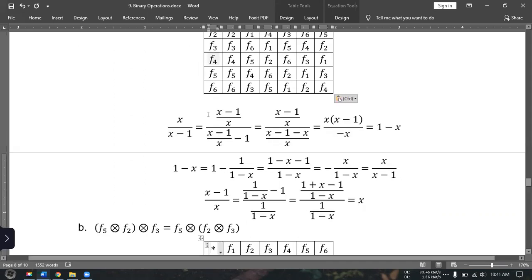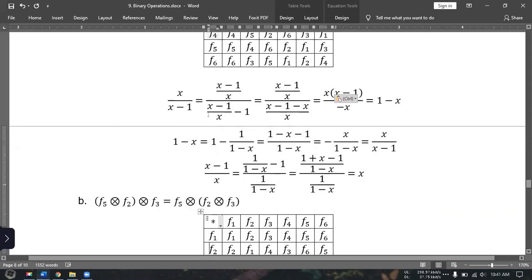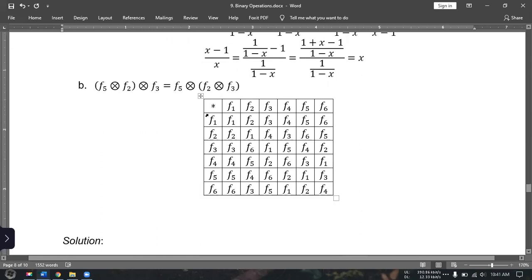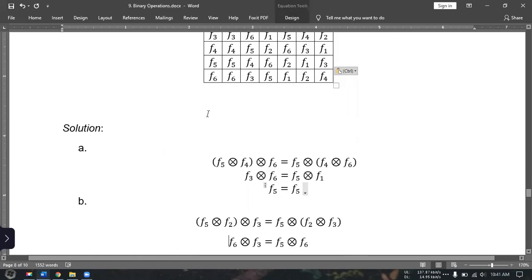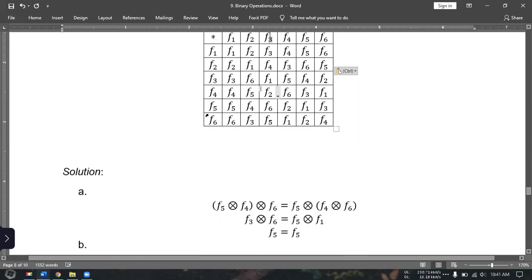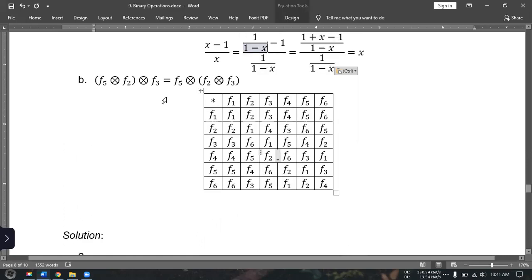This time, let's use the table, no? Okay, there is still a solution. It's just given. This is the solution. Ay, no. So, let's test f in letter B. F sub 5 with F sub 2. This is F sub 4. We have F sub 4. And then F sub 4 with F sub 3 is F sub 2.